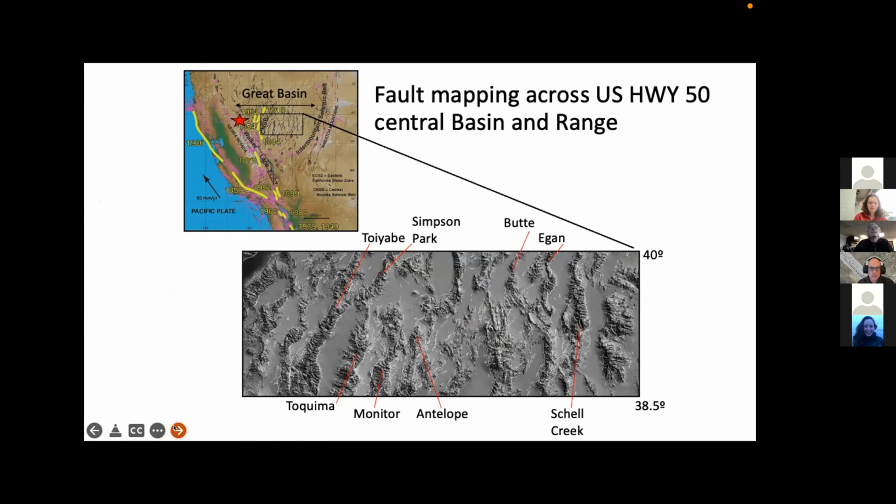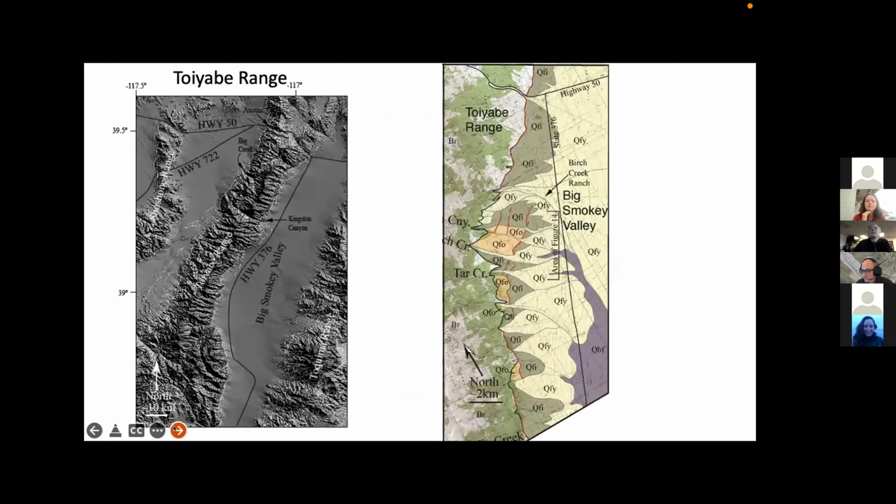Sure. Yeah. Okay, and I can go over some more of this, but I wanted to show a few examples of mapping across the Great Basin, these various range fronts. So this Highway 50 goes across the middle of this picture here. And I've done mapping on a bunch of these range fronts that are labeled here, and I'll show a few examples of that, but the quaternary geology is what I want to highlight, so you can think about that as you're doing the mapping.